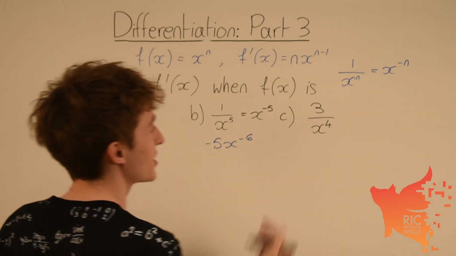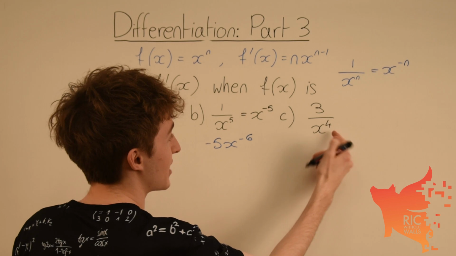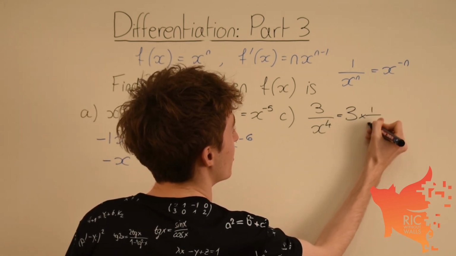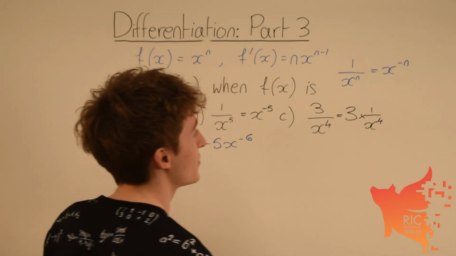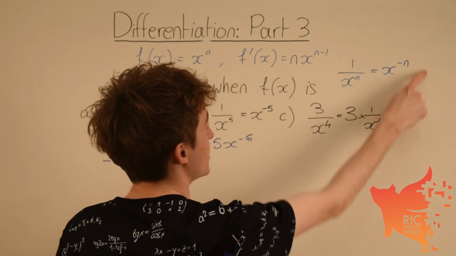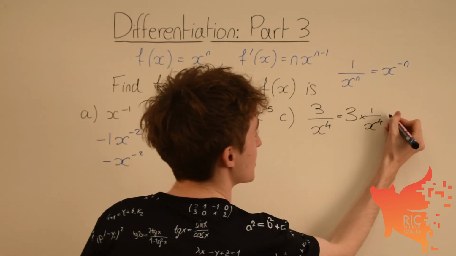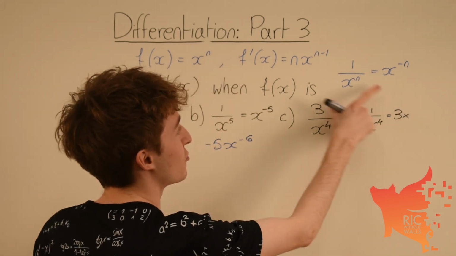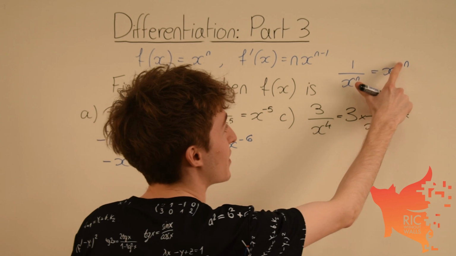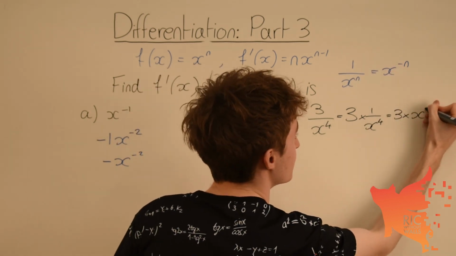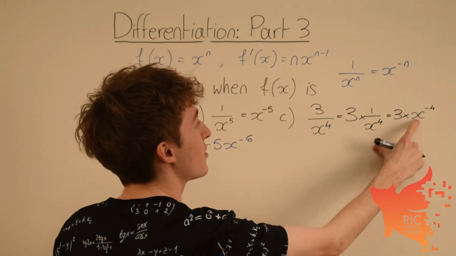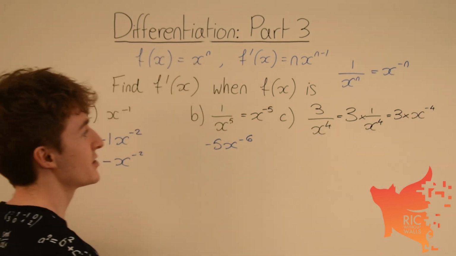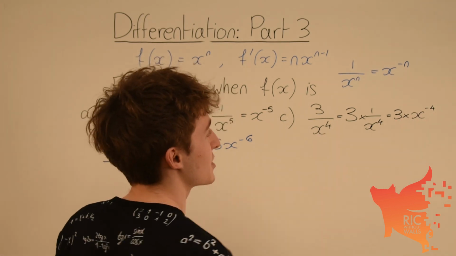So, the first thing we're going to do is to write this 3 over x to the power of 4 as 3 multiplied by 1 over x to the power of 4, and this just allows us to use this law of indices here. Because now this is 3 multiplied by 1 over x to the power of 4, which using this rule is x to the power of minus 4. So we've got 3 times x to the power of minus 4, and this is what we're going to differentiate.